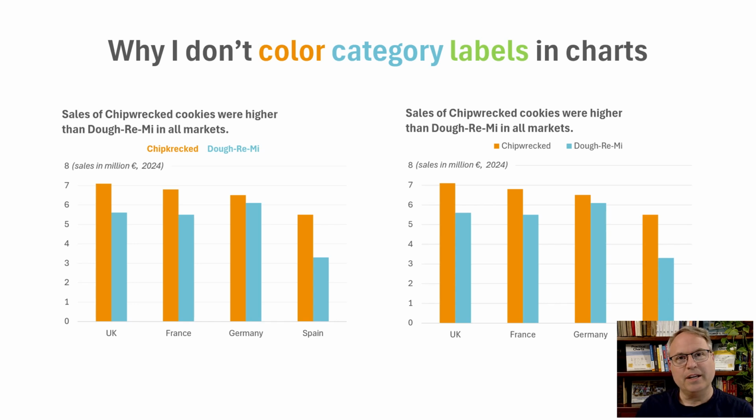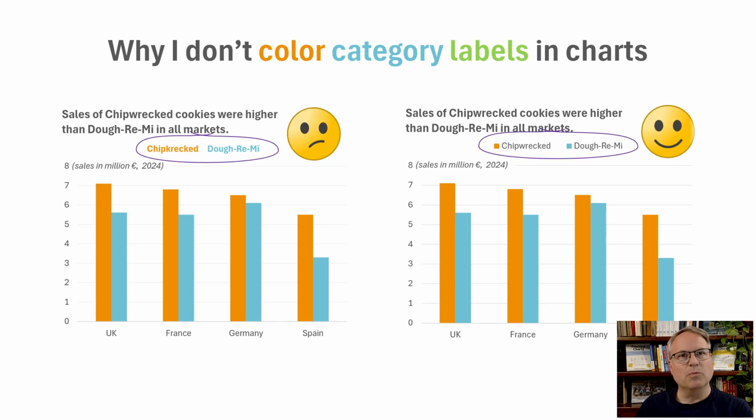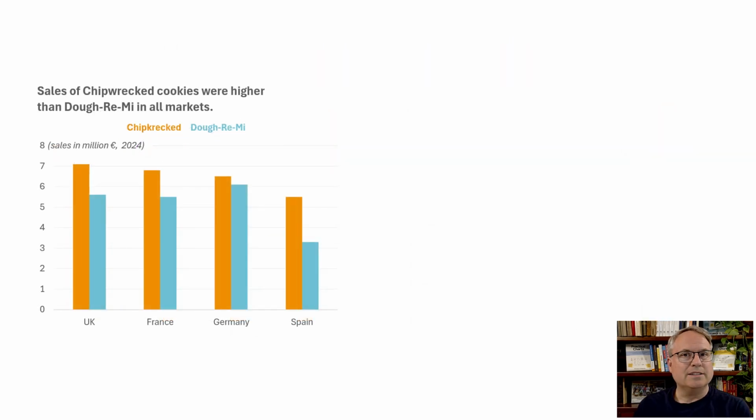Hello, my name is Shhh, and in this short video, I want to talk about why I generally don't use these colored category labels like you see in the chart on the left here in my charts, and I'll usually use a more traditional legend design. A couple of reasons why I generally avoid this.